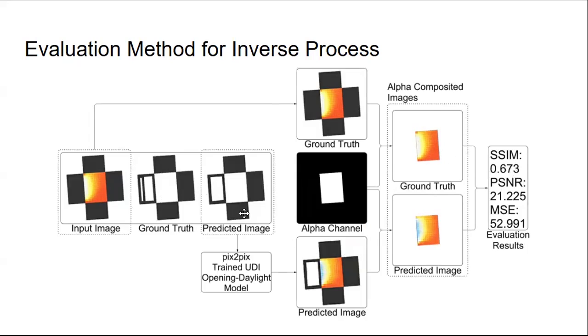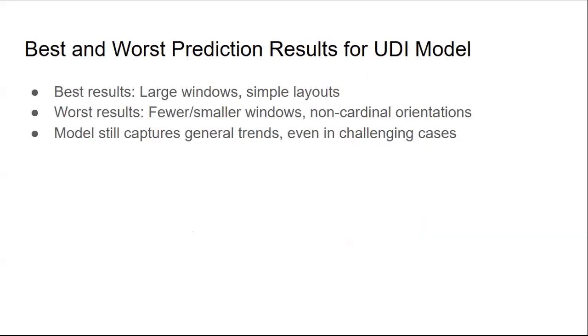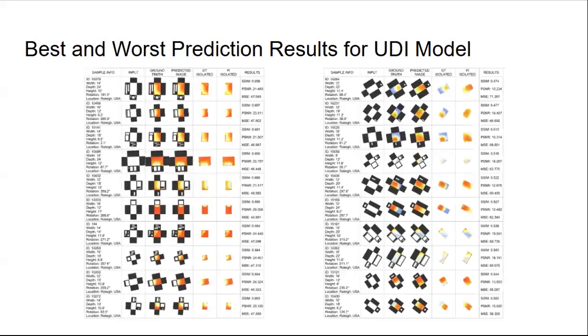So again, the reason we don't simply compare the predicted image with the ground truth is because different window configurations can sometimes result in very, very similar or even the same daylighting performance result. That's why we have to feed this into the pix2pix model first to get this daylighting result and compare with the original input. Here are some examples of the best and the worst predictions made by the UDI model.